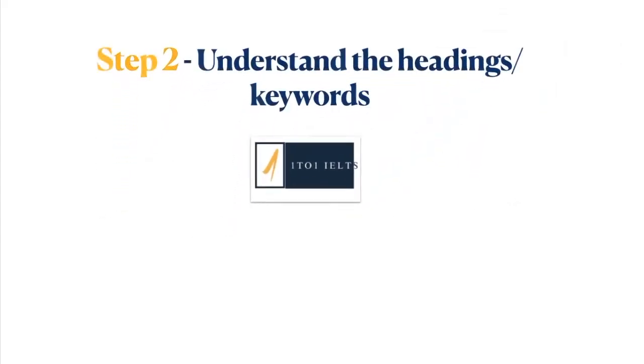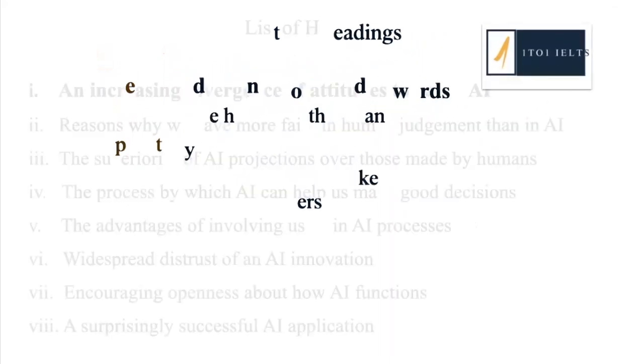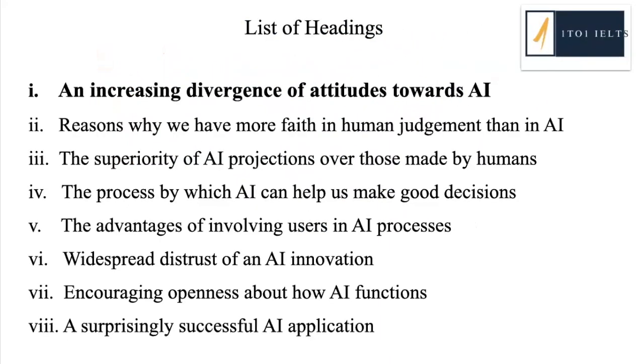Step 2, we've got to understand the headings and then think about what the key words are. It's really important that we read the headings first, because when we read the text, we want to read the text with a purpose. If you just read the text first without having read the headings, there's no real purpose to what you're doing. So if you've read the headings first, you actually have something to look for in the text as you're going along.